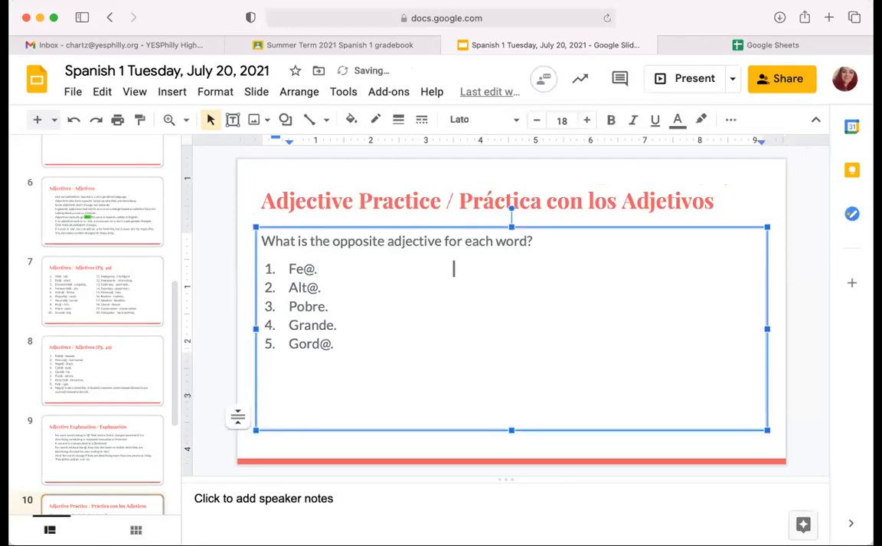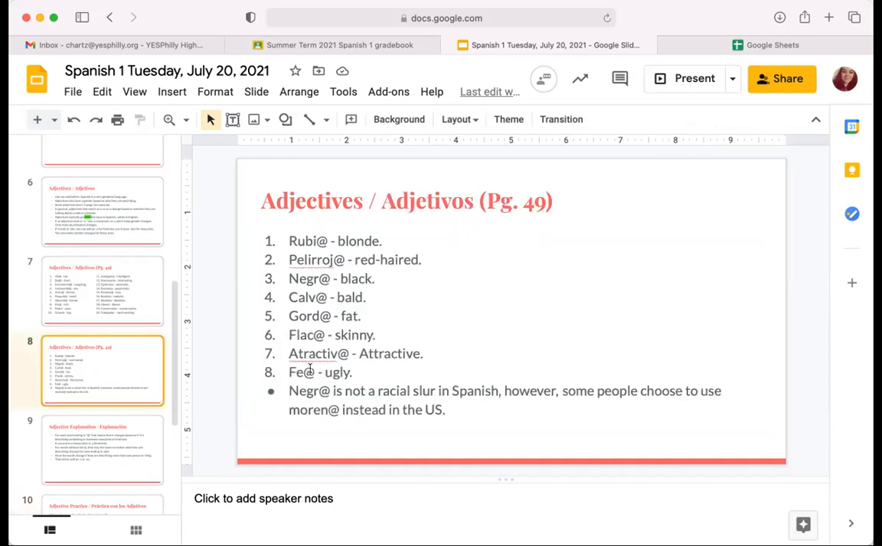So I'm just gonna put the answers in here. So what is the, and then this was actually kind of an exercise that I took out of the book. So it's just saying what is the opposite adjective for each word. So feo or fea. Go back here and we see that means ugly. So we need the opposite of that. What do you think it would be?